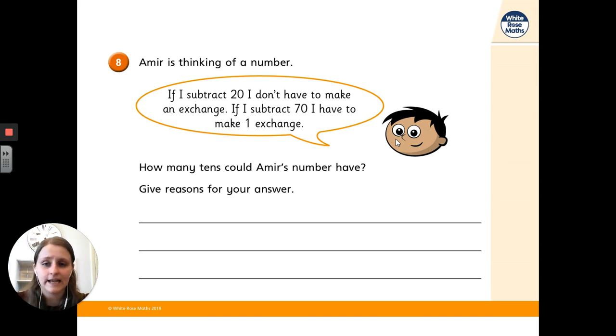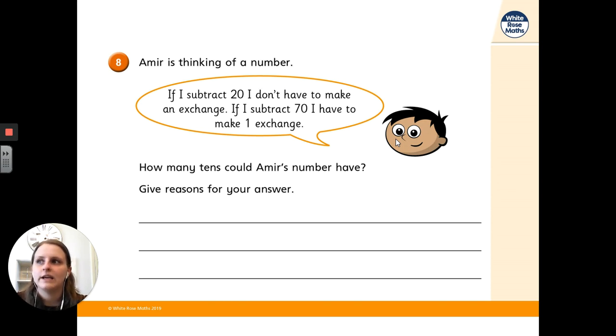say. If I had 110 and I subtracted 20 from it, would I have to do an exchange? Well, yes, I would, because 10 take away 20. Well, 20 is bigger than 10, so I would have to do an exchange for that one. So it can't be a number with 1 in the 10s column.